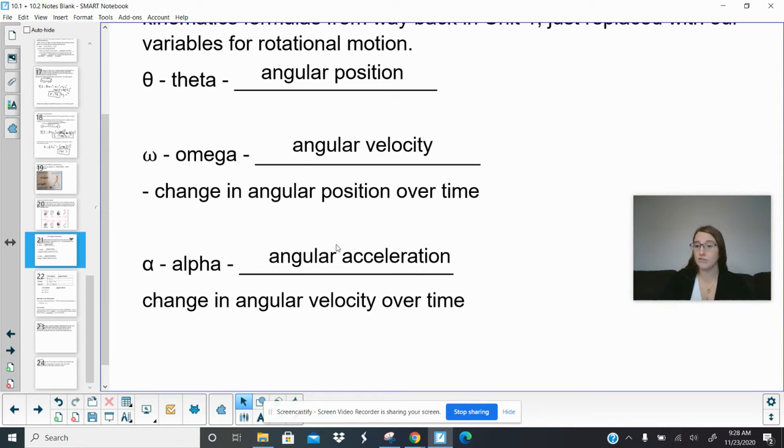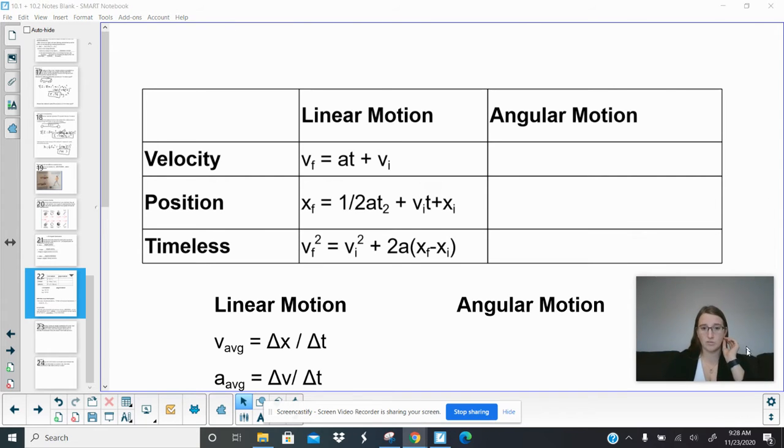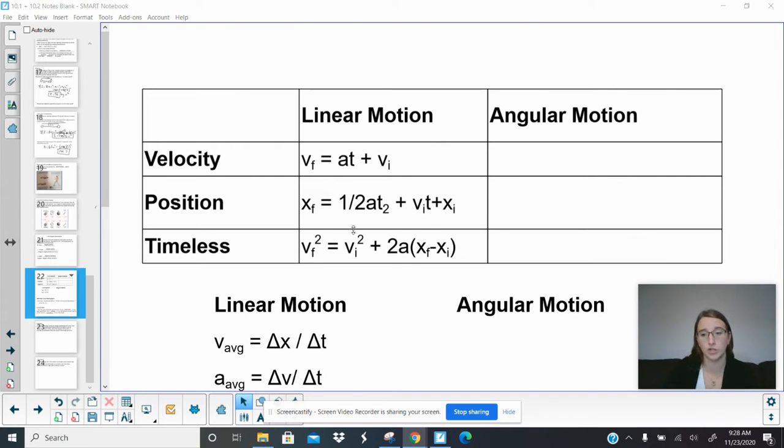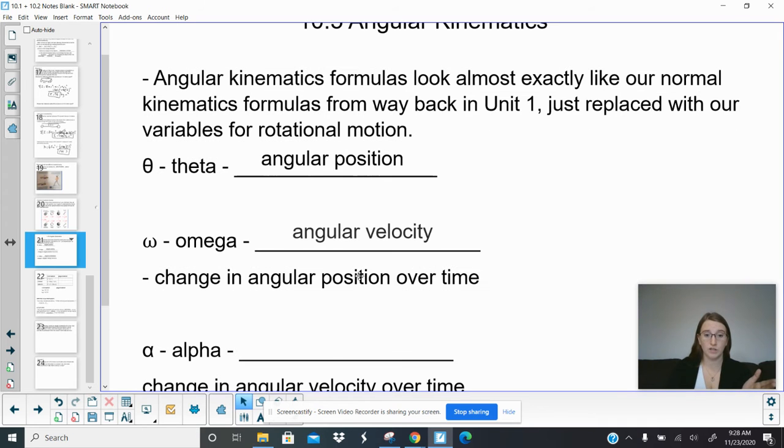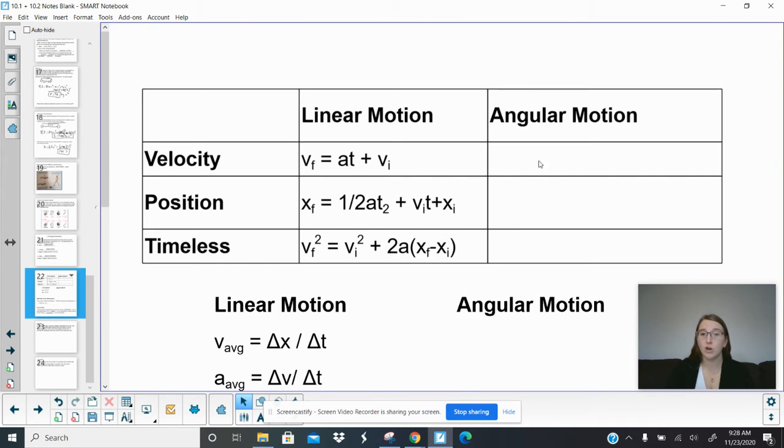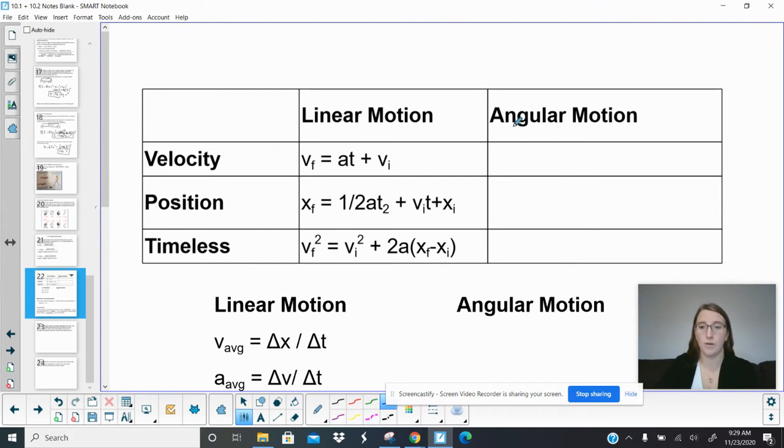Keep in mind that, again, all of these things are going to be in radians in order for these formulas to work. Let's fill in a little table here. So to refresh our brains, these were our linear motion formulas. What we're going to do is replace these formulas with our variables again. This is position, velocity, and acceleration. So I want you to take a moment, rewrite the three formulas, replacing with those variables, and then you can click continue to check.